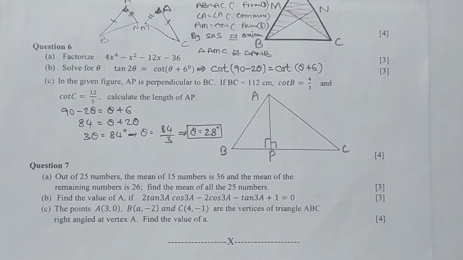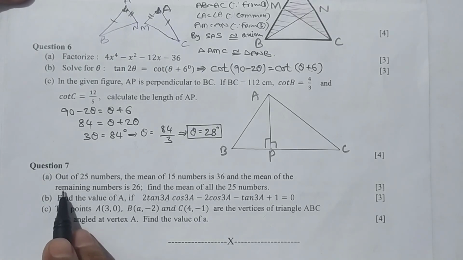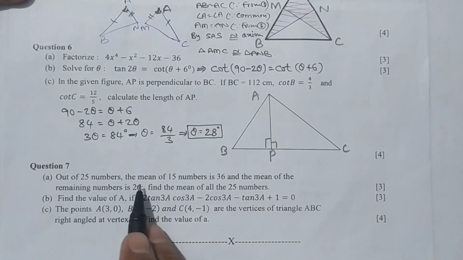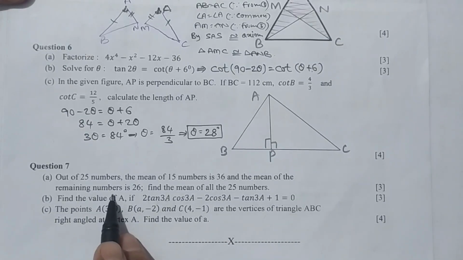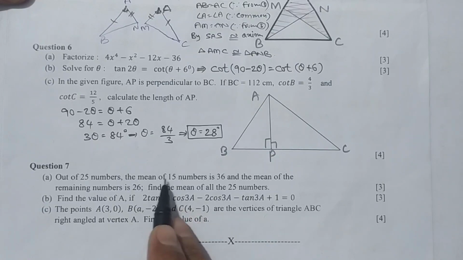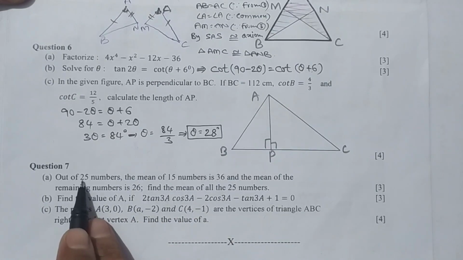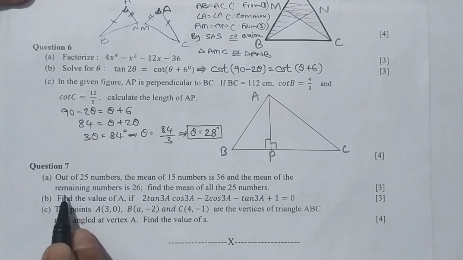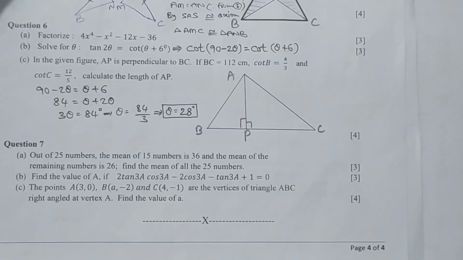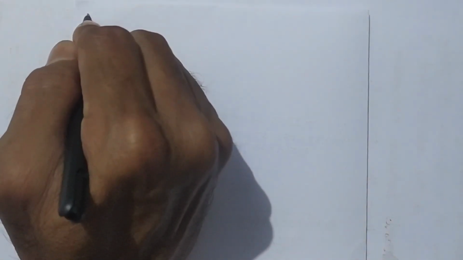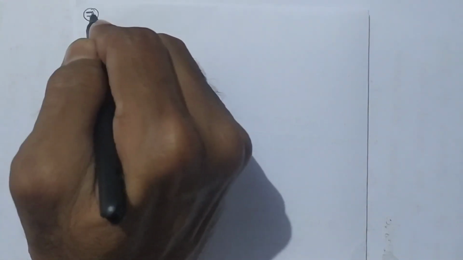Now we see question number 7. A bit is, out of 25 numbers, the mean of 15 numbers is 36 and the mean of the remaining numbers. See here, 15 numbers, mean is already calculated. Remaining numbers means 25 minus 15, 10. So mean of 10 numbers is 26. Find the mean of all the 25 numbers. So let us solve it separately.